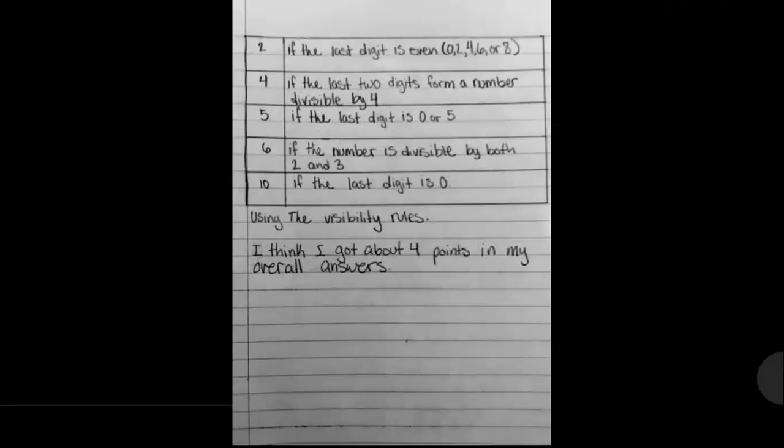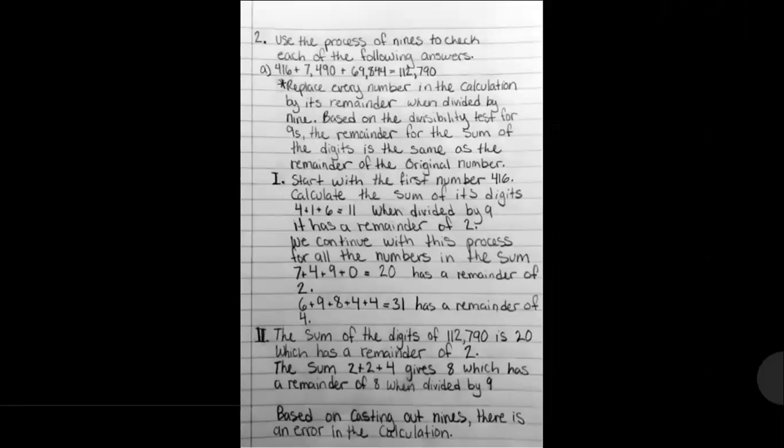So as you can see right here, these are the divisibility rules, and I hope that is very helpful for you guys. Now, number 2. What does number 2 say? It says, use the process of 9 to check each of the following answers. As you can see, we have an addition problem here.